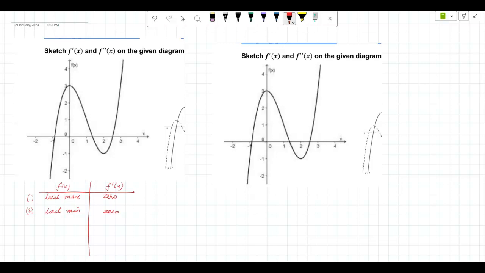So whatever is local max will become the 0. Local min will become the 0. The non-horizontal point of inflection will become the turning point. The horizontal point of inflection will become the turning point touching the x-axis.